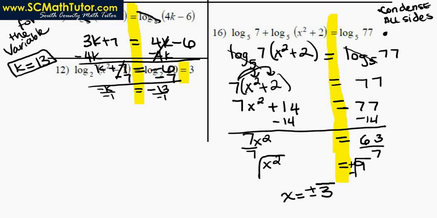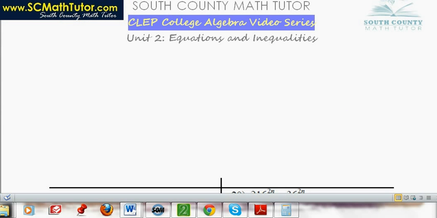So the answer is x equals plus 3, x equals minus 3. So you can write it out like this. Or you can just leave it as plus or minus 3. They are essentially saying the same. So it's really good to check to make sure that you don't have a negative inside a log. Now we're going to go ahead and move on to exponential equations.